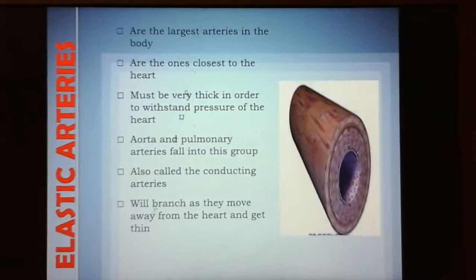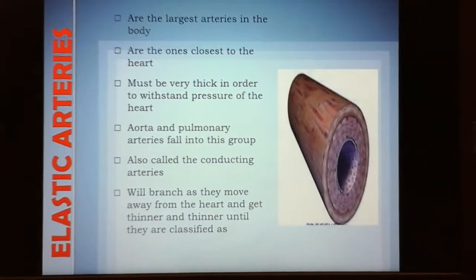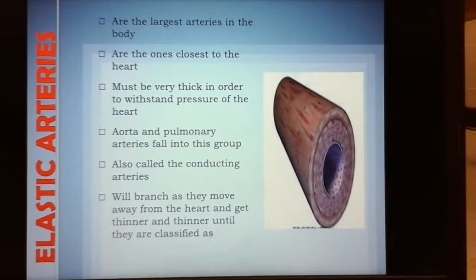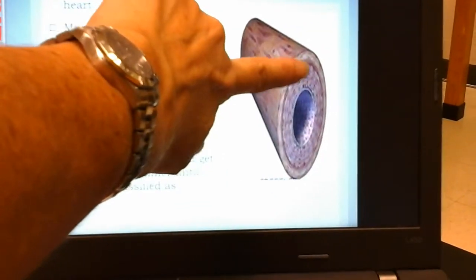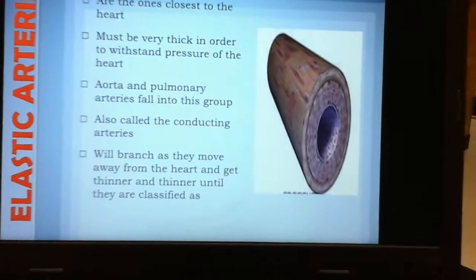They have the tunica adventitia, which is the collagen fibers, really thick, really strong. They have the tunica media, which is the muscle layer. And they have the tunica intima, which is the simple squamous in the middle. So here would be your tunica adventitia, your tunica media, and then this lining would be your tunica intima.